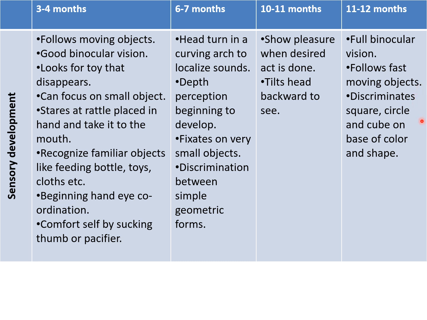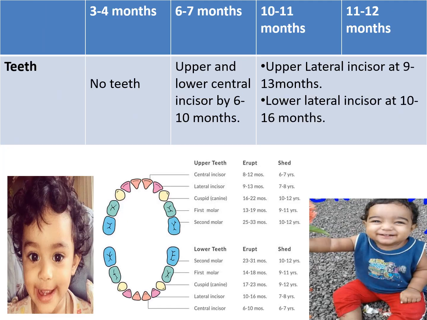Discriminates square, circle and cube on the basis of color and shape. So earlier at 6 to 7 months I told you they have started discrimination between simple geometric forms. So how you can understand this is if you are placing one round ball and one square box. At that time if you tell the child to take a ball, now they will be touching the ball. So that shows they are able to discriminate.